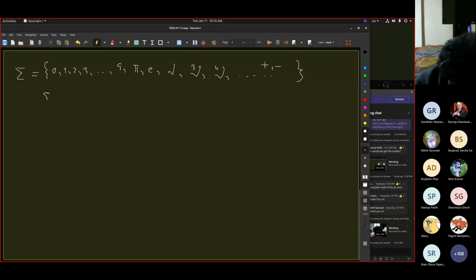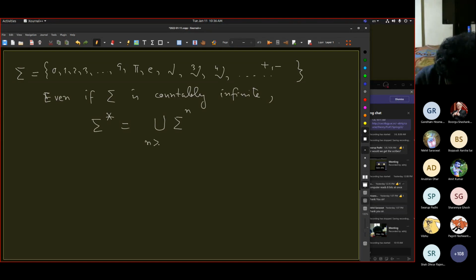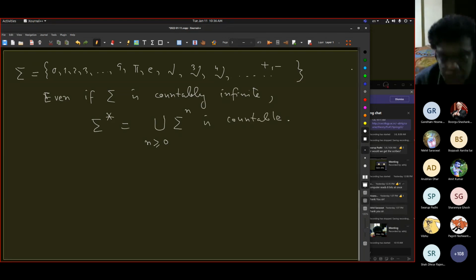I say that even if sigma is countably infinite, sigma star, which is nothing but the union of sigma to the power n for n greater than or equal to 0, is countable. Whatever symbols you introduce, keep some meanings and all that, still you can address only countably many numbers.